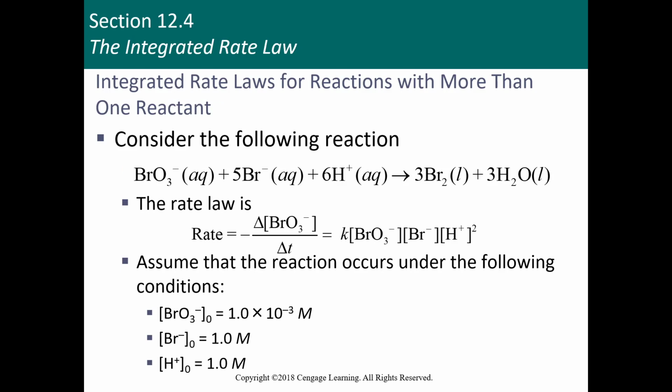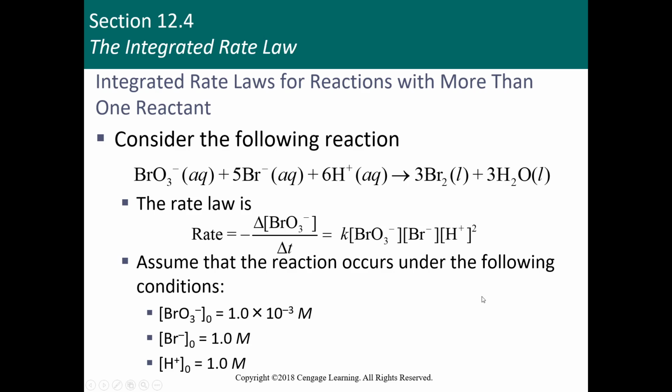Now, the integrated rate laws for reactions with more than one reactant. Let's consider the following reaction. This was that 3-reactant reaction we talked about before, right there. So our rate law was this. And remember, this overall reaction was a 4th order reaction. Well, we didn't talk about a 4th order, did we?